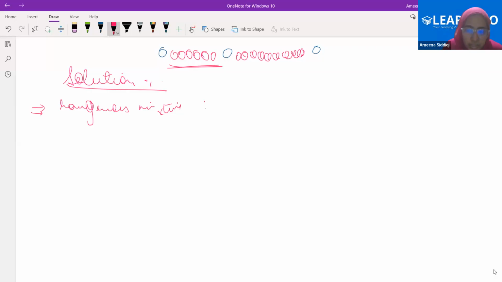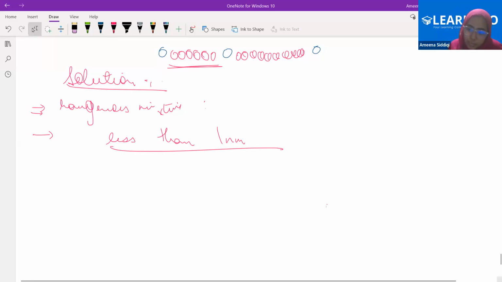I will discuss the size issue later, but as of now, the second property is that in a solution, the particle size is very small, less than 1 nanometer. Therefore, it is able to dissolve. I hope this point is clear. The next point is very important. These are the properties of a solution.